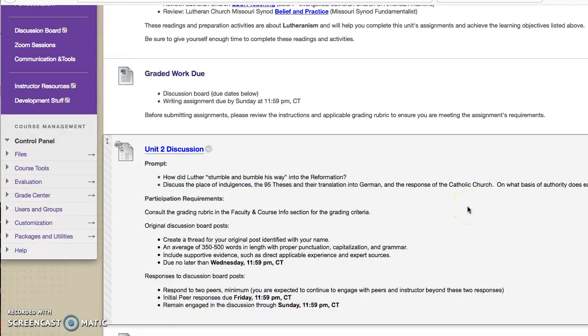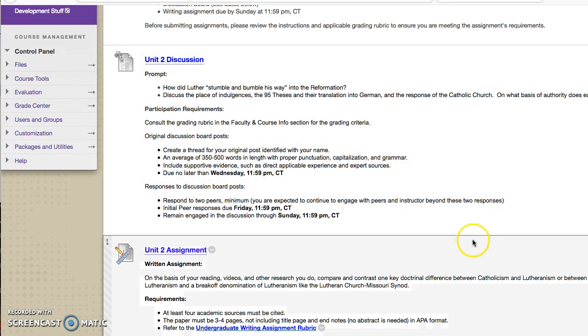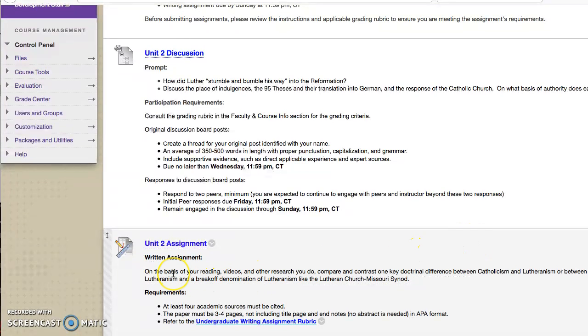Those differing understandings of authority have given rise to these various denominations in many instances. The Unit 2 assignment is a written assignment which asks them to compare and contrast Catholicism and Lutheranism, or compare and contrast a particular doctrine and the difference between mainline Lutheranism and a breakoff version of Lutheranism, like, for example, the Lutheran Church Missouri Synod.